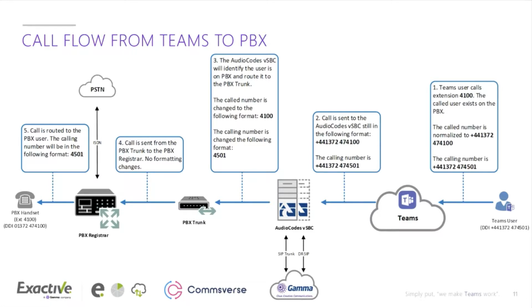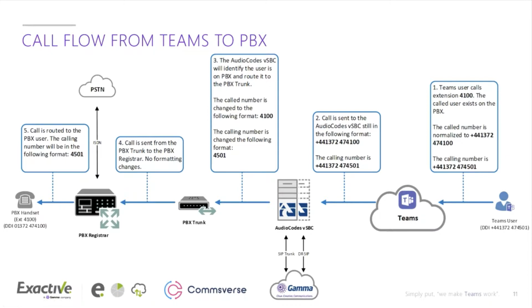I own it. Don't send it out to the ISDN. Please send it to the PBX handset. And the reason being, 4100 is the extension of this PBX handset. So the call is routed to the PBX user. The calling number will be in the following format of 4501, like you can see here. So all you're doing is stripping the +44 1372 47 and leaving that 4-digit prefix, and that's how you start getting the extension dialing to work.